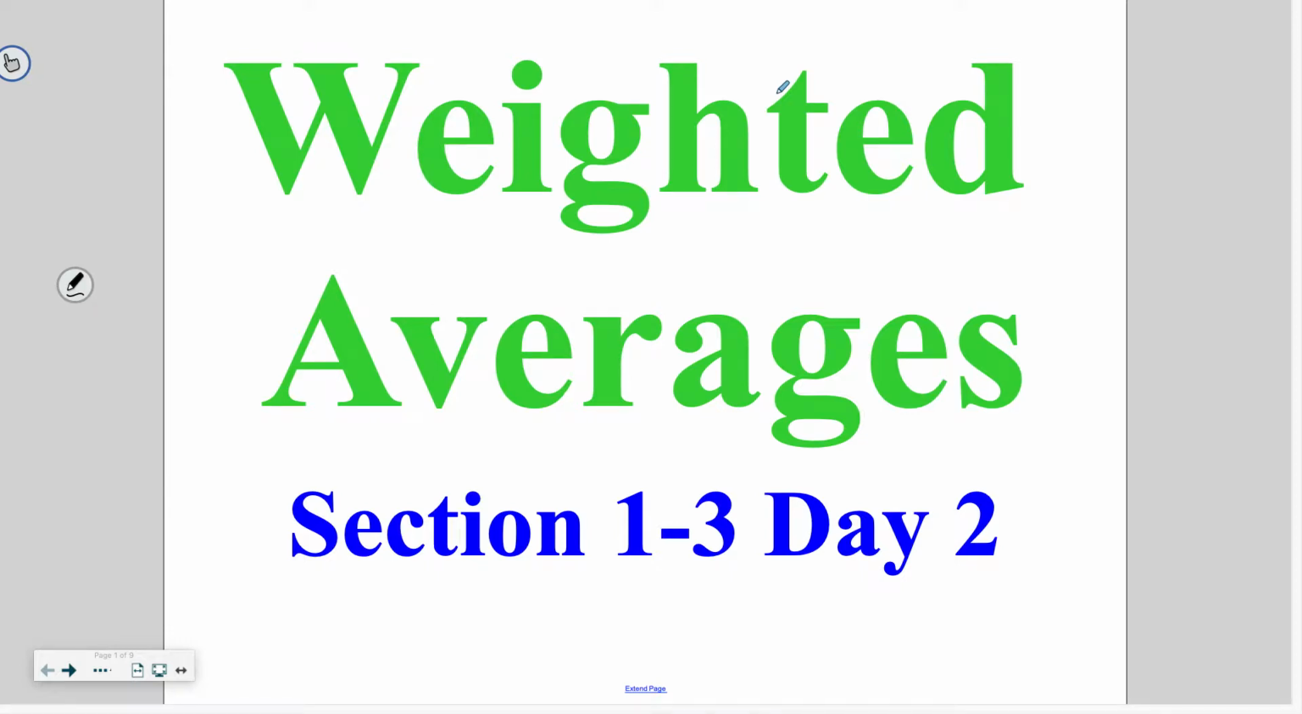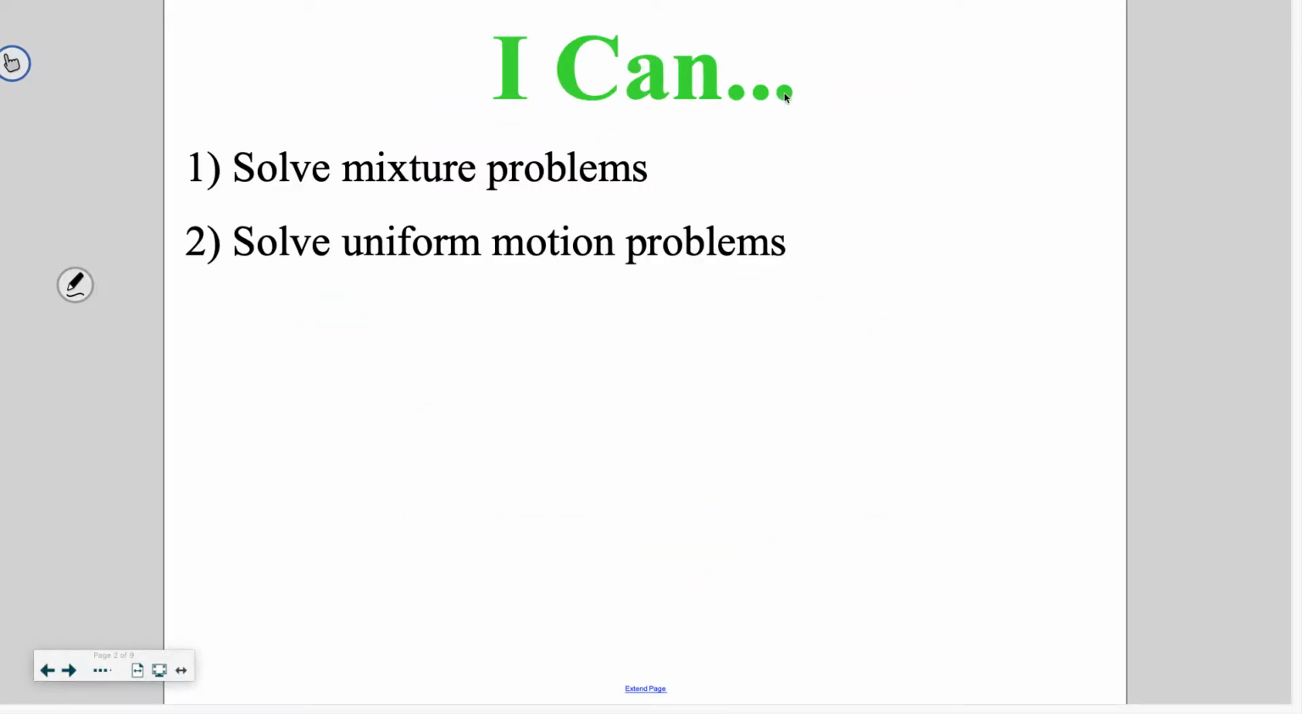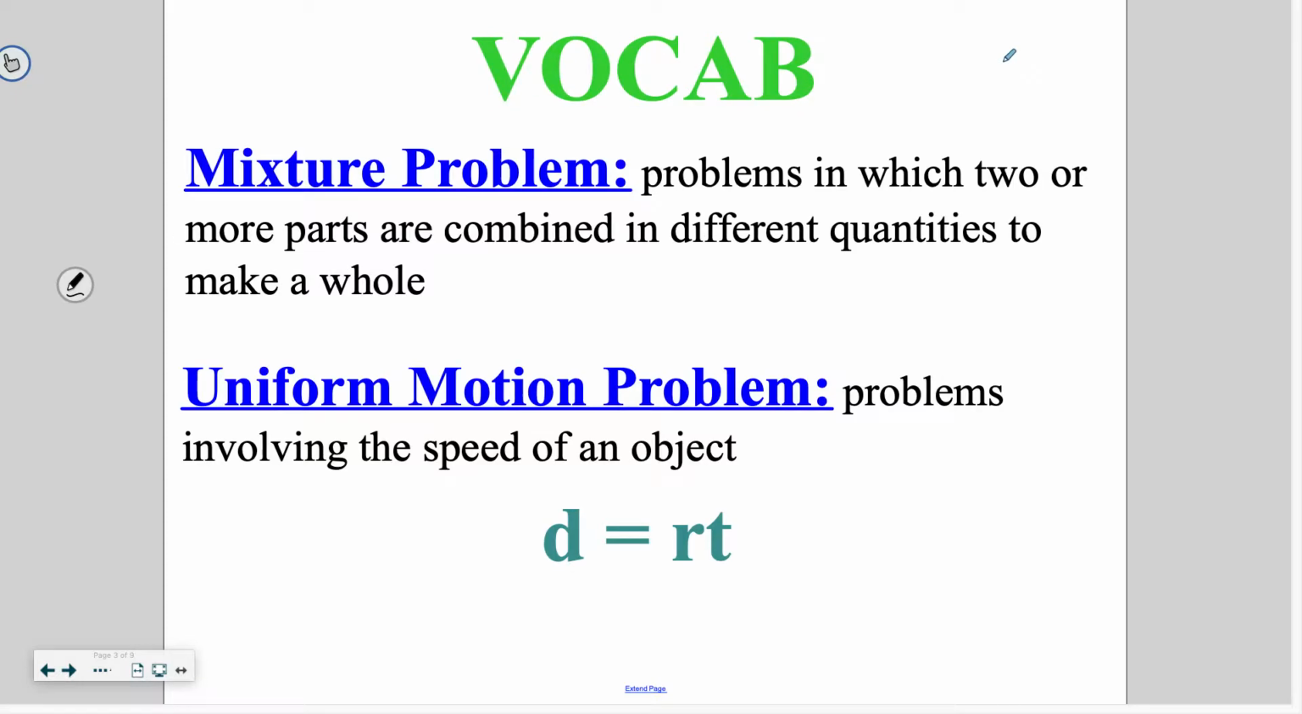Hello class, and welcome to day 2 of section 1-3, and we are going to be talking about weighted averages. By the end of today's lesson, you will be able to solve mixture problems as well as uniform motion problems.